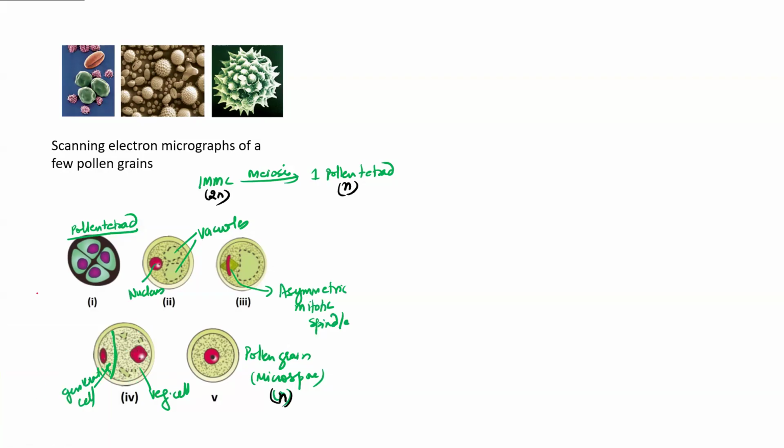Now, what is the sequence if they ask you? So first will be this. Number 1 should come first. Then number 5 will come, and then number 2 will come. Then number 3, asymmetric spindle, and finally formation of 2 cells. And the mature pollen grain contains 2 cells.